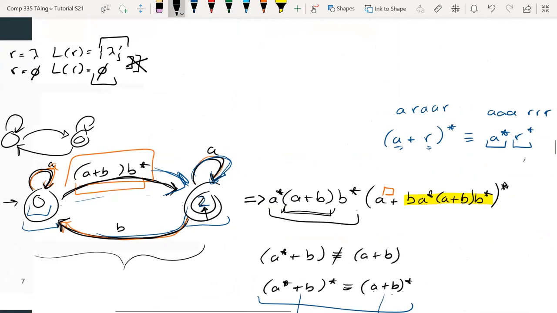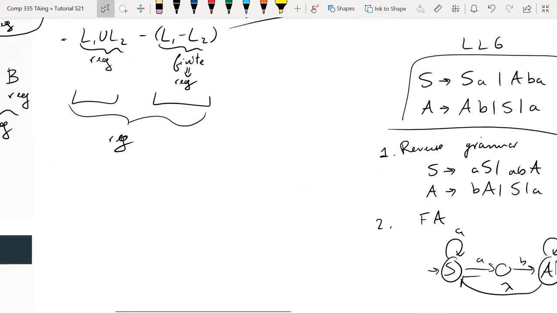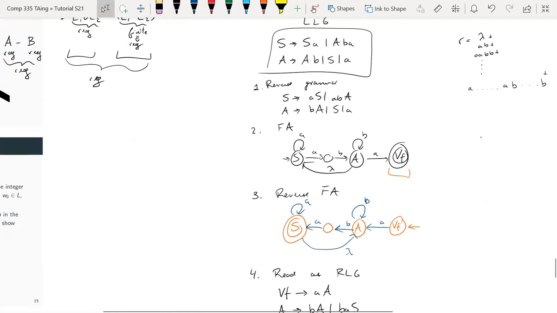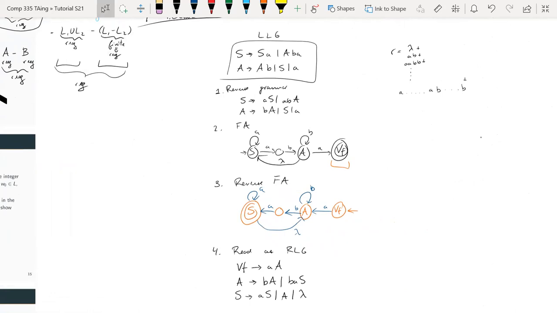Could you show that LLG steps again? Yes. So you have this left linear grammar. There are four steps. Reverse the grammar, meaning that if I have X gives me y1, y2, up to yn, then reversing the grammar means X gives me yn, yn minus 1, down to y1. So I reverse the grammar, and now it has become a right linear grammar.